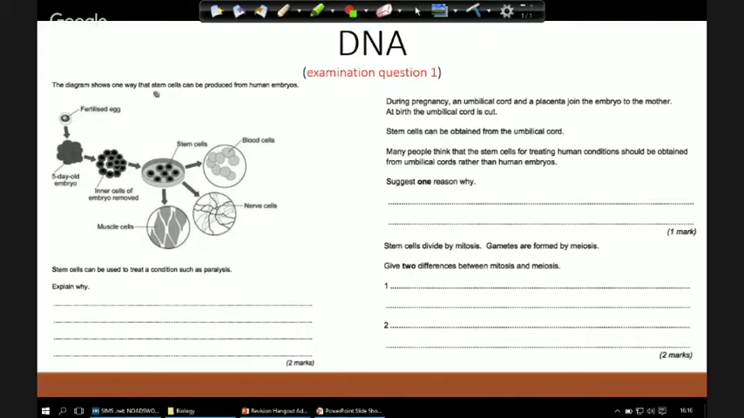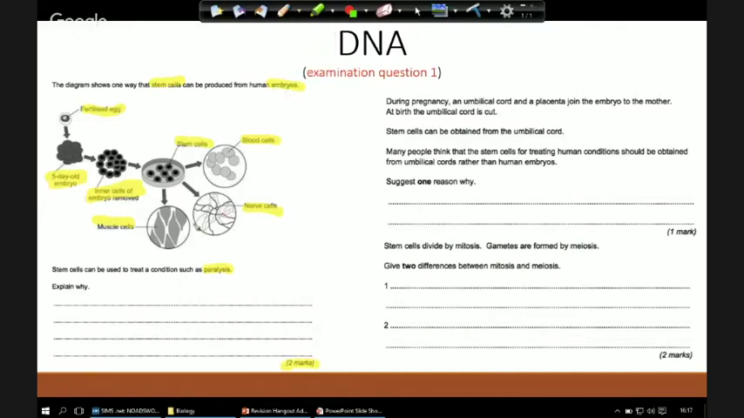The diagram shows one way that stem cells can be produced from human embryos. We've got a fertilized egg, a 5-day-old embryo, inner cells of the embryo removed, stem cells, and these can become blood, nerve, or muscle. And stem cells can be used to treat conditions such as paralysis. For 2 marks, explain why.